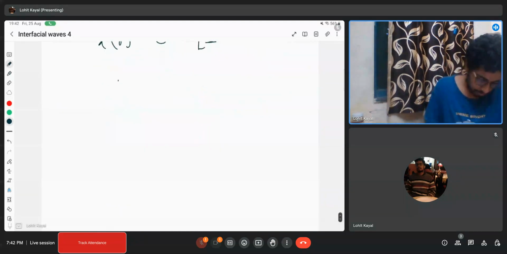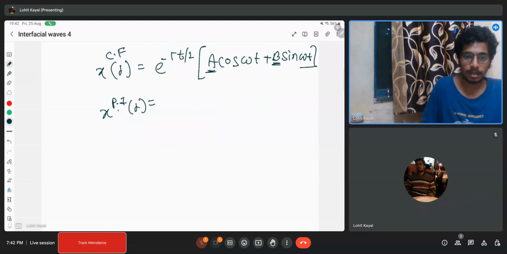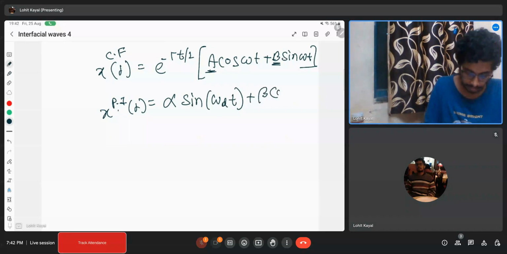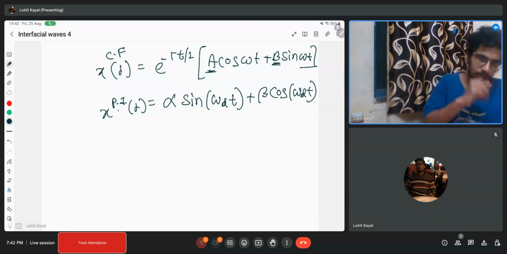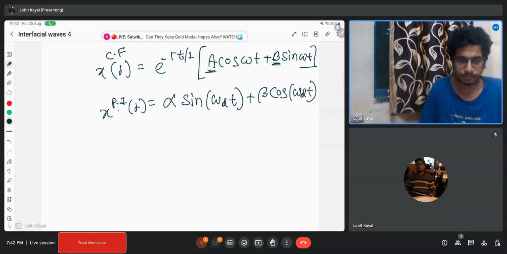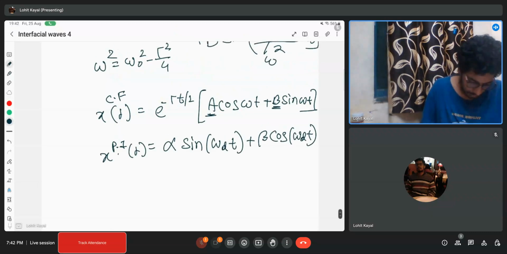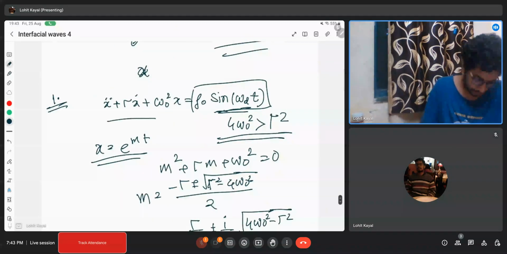So your solution x_p(t) will be something related to alpha into sine omega d t plus beta cos omega d t. This is coming from the method of undetermined coefficients. Just revise that, you will find it. Now, if I substitute it in this equation, what will we get?